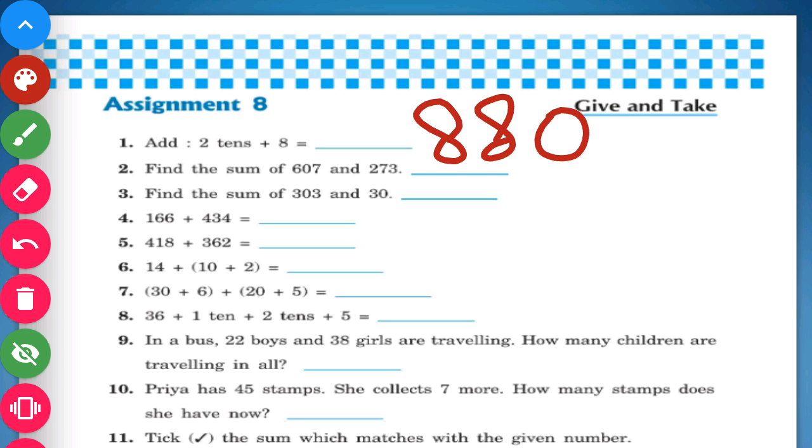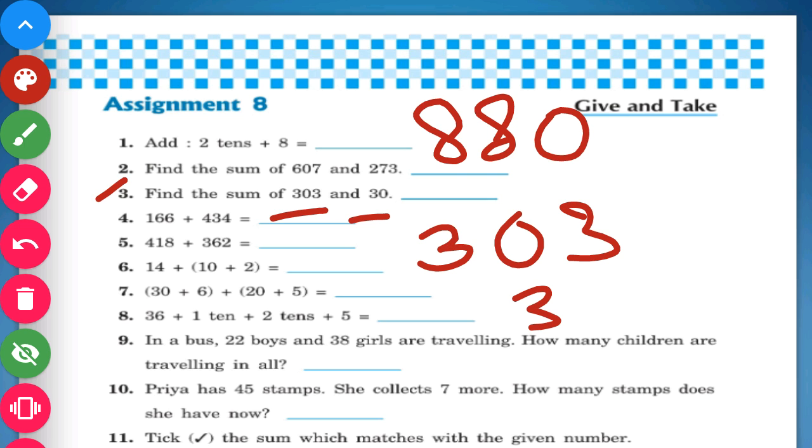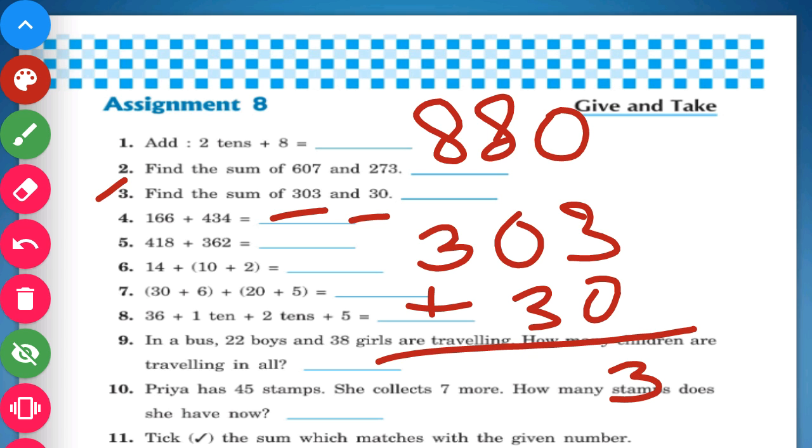Okay. Now question number 3. Find the sum of 303 and 30. Very easy question. 303 plus 30. So 3 plus 0 will give us 3. 0 plus 3 will give us 3, and 3. So our answer is 333.